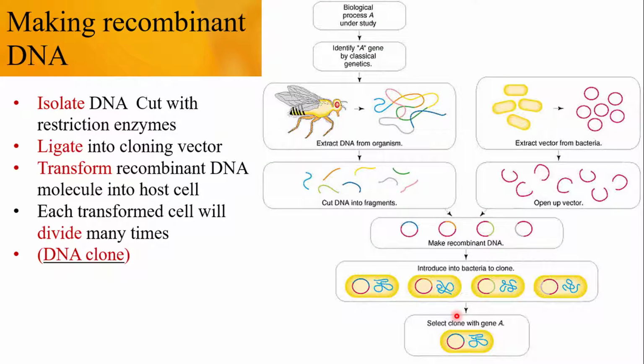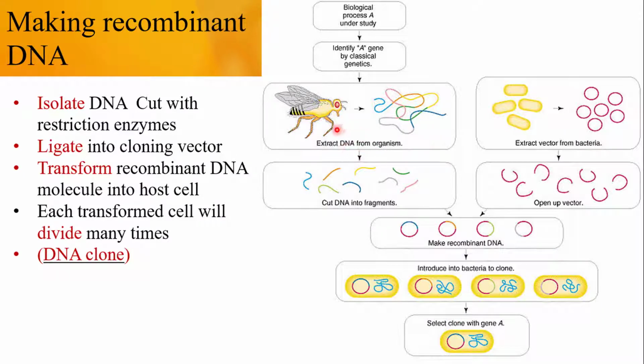To make recombinant DNA, first DNA is isolated, cut with restriction enzymes and then ligated into a cloning vector such as a plasmid. Then this cloning vector is transformed, the recombinant DNA molecule, into a host cell. Each transformed cell will divide many times. It will form a DNA clone.